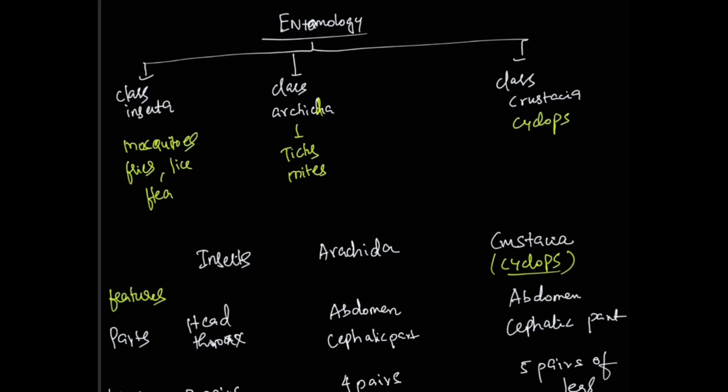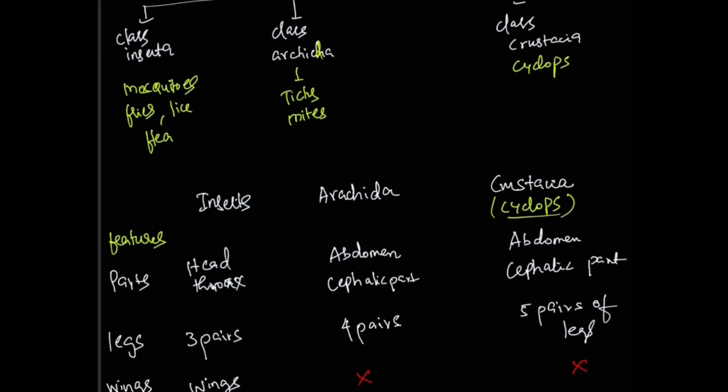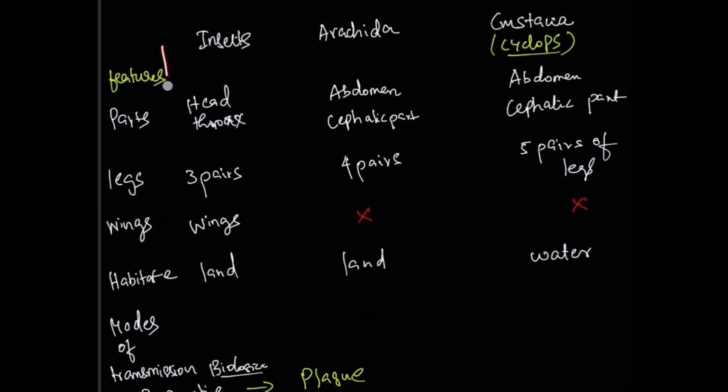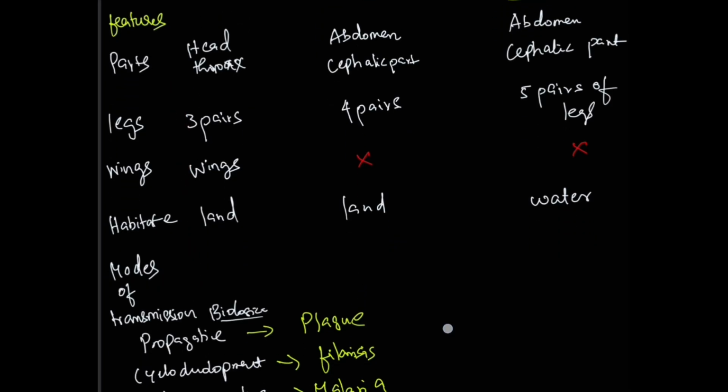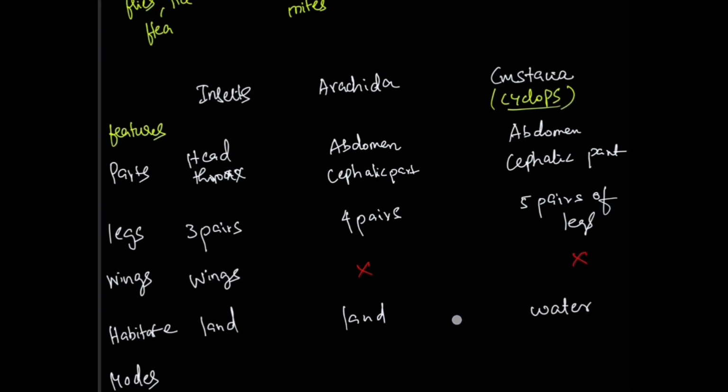In this video, we are going to see about entomology. In entomology, there are 23 types of classes, as you know. So let's get into the anatomy of entomology. Before knowing the classes, we should know about parts, legs, wings, habitat, and mode of transmission.